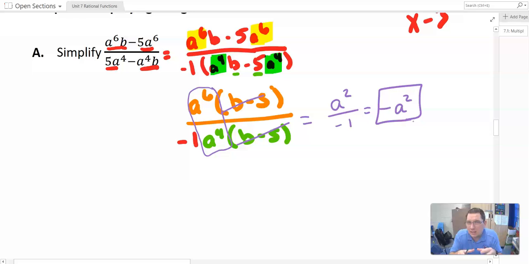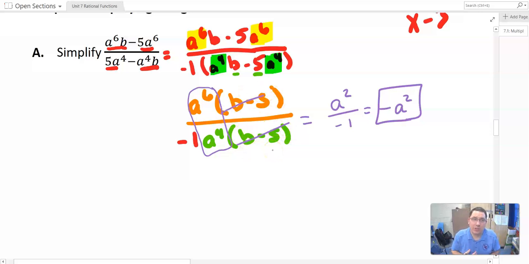So again, pay attention to things where you'll be able to switch the order and deal with that negative coming out, and also look at what common factors are being involved that might factor out to give us a common piece to be able to reduce.